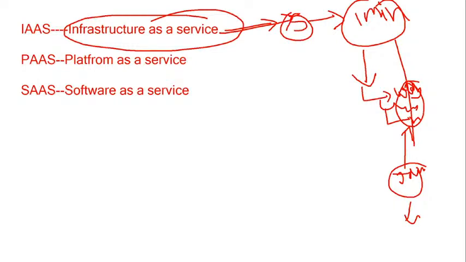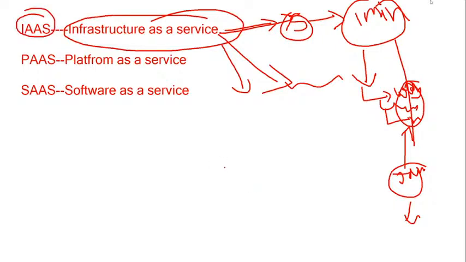Clear? For example, after 1 year your business is not good, then you can go and destroy it at that moment. Whatever we have consumed, you just pay for that. That is infrastructure as a service.